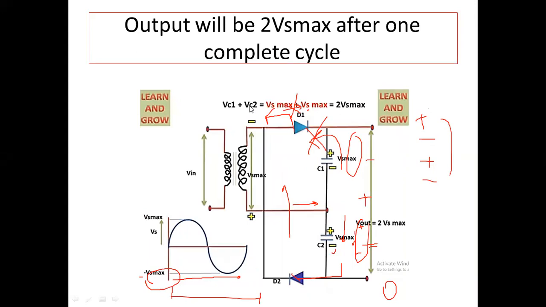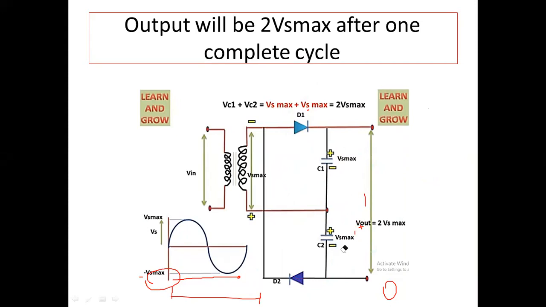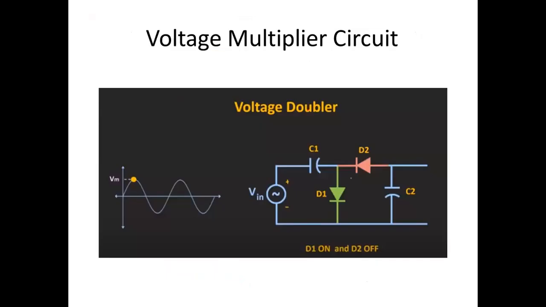So Vc1, the voltage that appears across the capacitor C1, plus Vc2, the voltage that appears across the capacitor C2, is equal to Vs maximum plus Vs maximum, which is equal to 2 Vs maximum. So 2 Vs maximum means it doubles the voltage. By this way we get the 2 Vs maximum after one complete half cycle. So that is the voltage multiplier circuit.